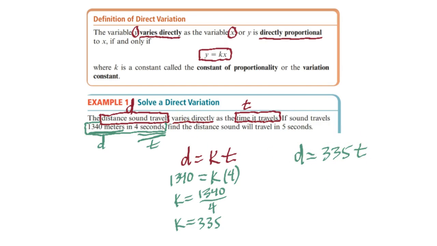So this is the last phase of the problem. If we want to find the distance sound will travel in 5 seconds, we can do that. So we want to know what d is, the distance sound travels. So we want to solve for d in 5 seconds. So 5 seconds is t. We can plug in 5 now and solve for d. So 335 multiplied by 5. We get 1,675.